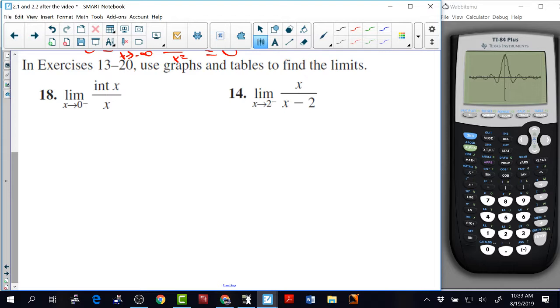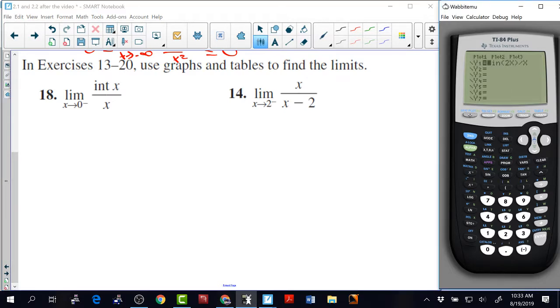All right, back to graphs and tables. They kind of bounce around a little bit. Greatest integer is Math Num, I think it's number 5. Greatest integer of x divided by x. Limit as x approaches 0 from the left. So let's graph this. I'm going to do Zoom 6.